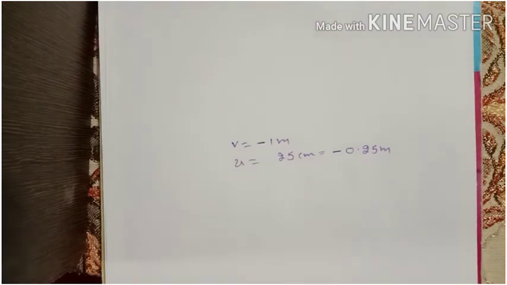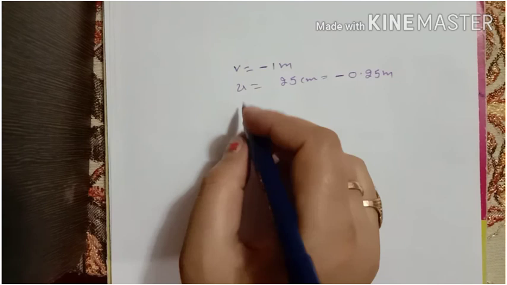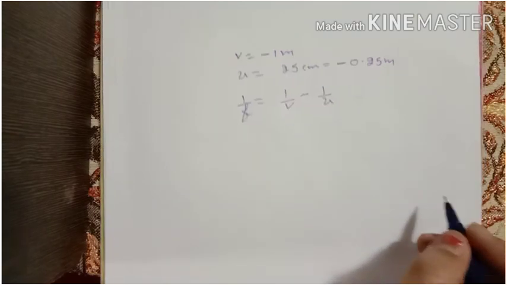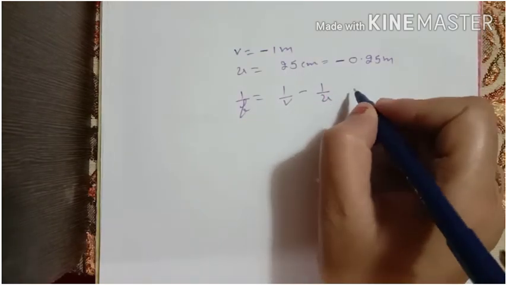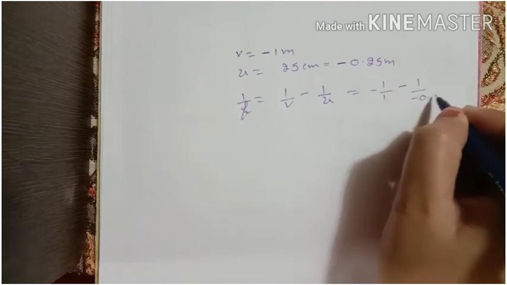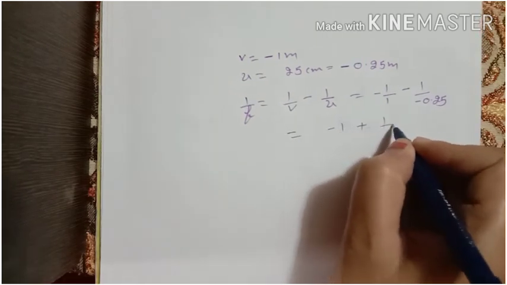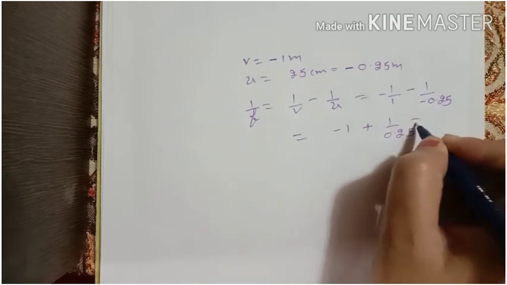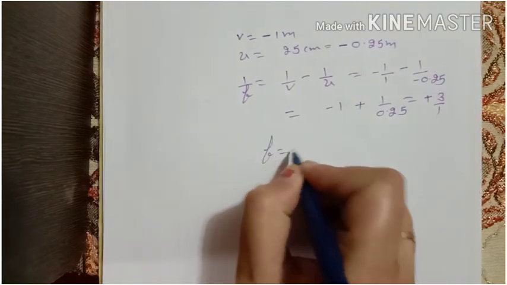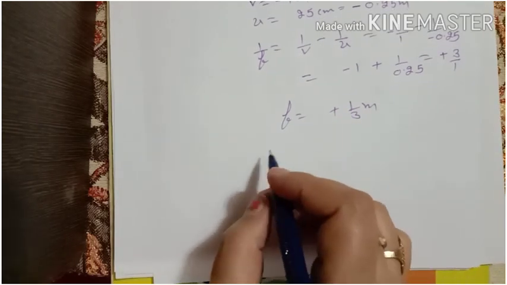Okay, so now we can find out the focal length first of all. So focal length is given by 1 upon f equal to 1 upon v minus 1 upon u, right? And then this will be equal to minus 1 upon 1 minus 1 upon minus 0.25, and then this will be equal to minus 1 plus 1 upon 0.25, and this will be equal to positive 3 by 1. So f equal to positive 1/3 meter.